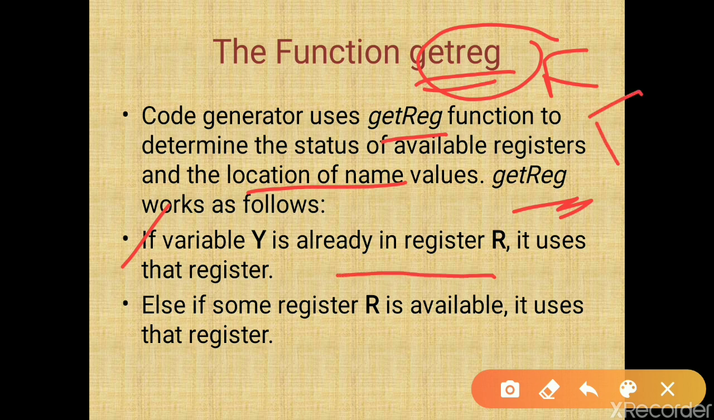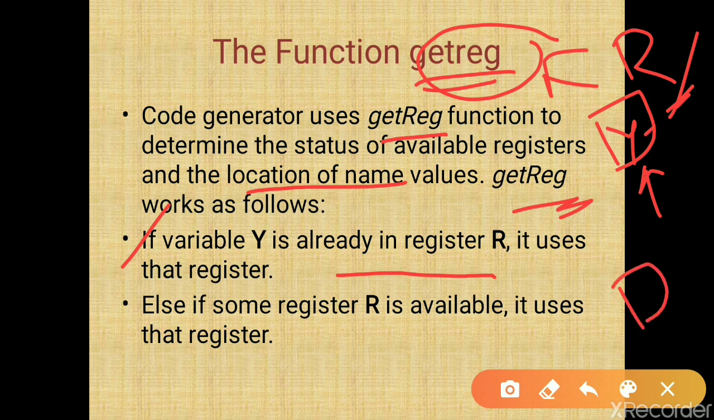For example, if this is the register R and I am storing a value y, and if in my computation I want the value y, so variable y is already present. So variable y is already in register R, so we can simply use it. Else, if some register R is available, it uses that register.